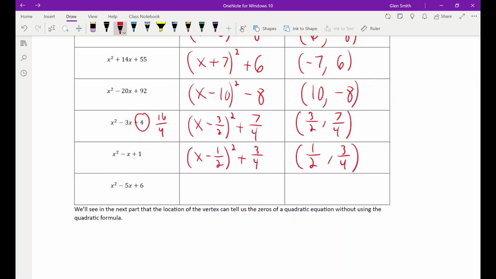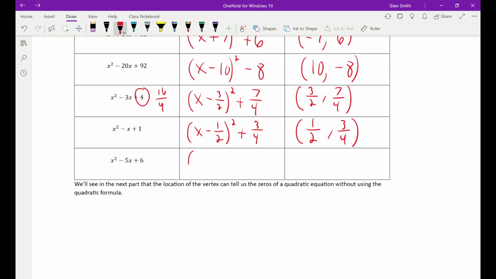So the vertex is at 1/2 to the right, up 3/4. And when we do this one, this is going to be x minus 5/2 squared. When you square that out, you're going to get 25/4 as your constant. But I need 6, which is 24/4. So I need to subtract 1/4 off of there. So the vertex of this is at 5/2, negative 1/4.